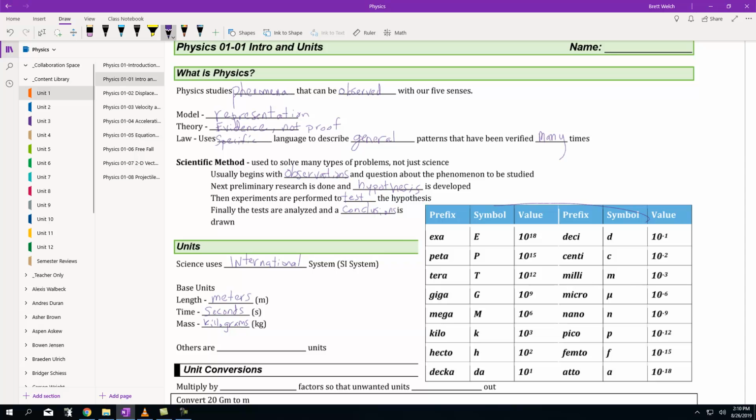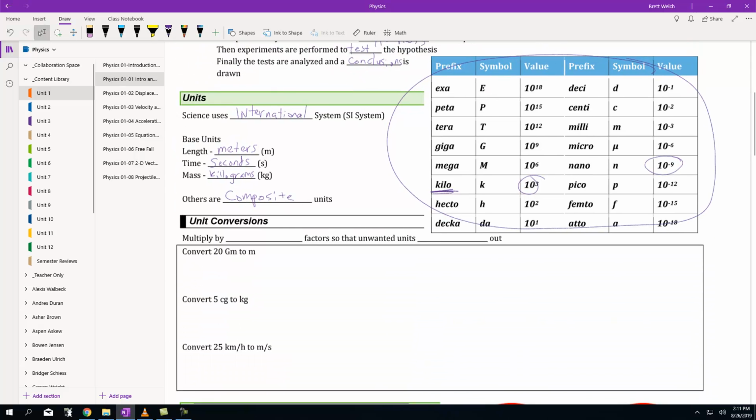Over here, you can see all of these prefixes. You know, we obviously have our kilo or kilometer or kilogram. That makes it 10 to the third or 1,000 of a regular unit. We also have things like nano. You might think of a nanometer being really tiny, 10 to the negative ninth, and so on. You can keep track of that. Other units are composite. Okay, what that means is that we can create them using the units that we already have. All right, let's go ahead and slide down a little bit.